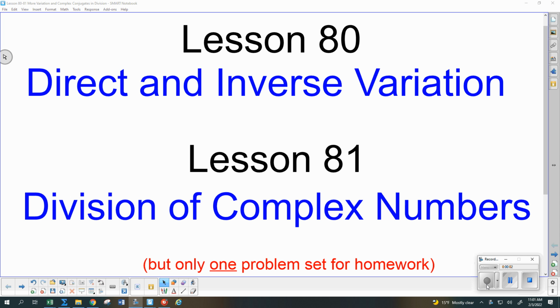Today we'll cover both lessons 80 and 81. We will just do a quick review of a variation problem. We are going to continue doing all of them with the K's, with the constant of variation, because that's the way that our science classes teach it, and the science teachers prefer that we use the K's and not the proportions. And then we'll also divide complex numbers. We've already been adding and subtracting and multiplying them, and today we will divide.